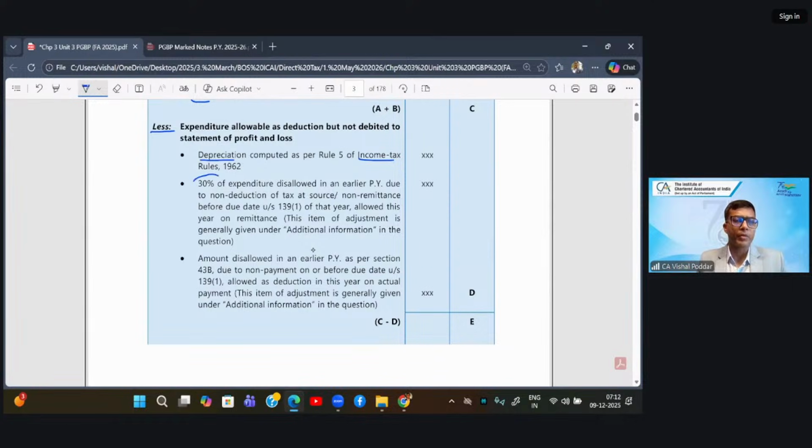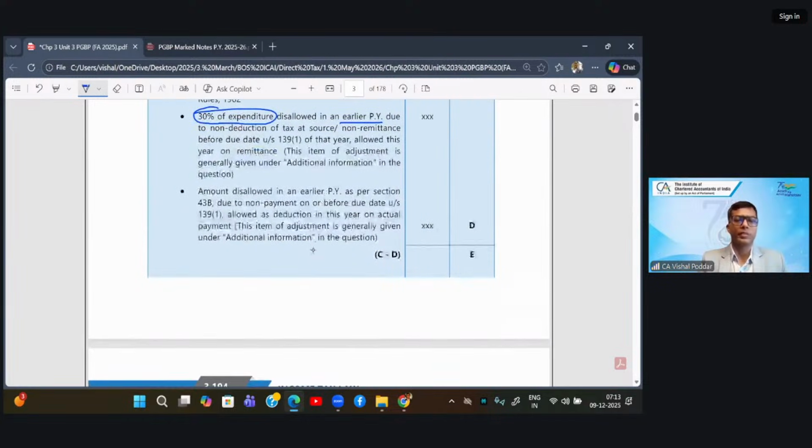Now, interestingly, the 30% expense, which was disallowed in some past year because you had not deposited the TDS then, that 30% will be allowed in the current year in which you have deposited the TDS. So this 30% expenses of some earlier year and that year's TDS you have deposited in the current year. So it becomes deductible in the current year. Now, why this expense is deducted? Because in the current year, this expense is not part of P&L, but PGBP says we will allow it, so you deduct it.